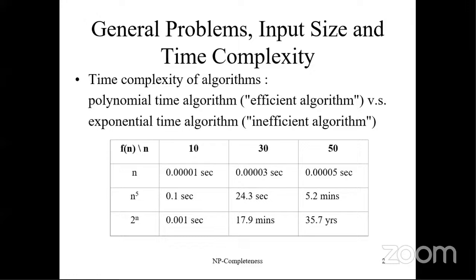I will take time to explain this very clearly. If you look at what I have here, I said I am going to use the input size to discuss the complexity of an algorithm. So here we are looking at the input size as 10, the input size as 30, the input size as 50. Now for n at 10, it takes 0.00001 second. This is small enough to allow us to say the algorithm is efficient.